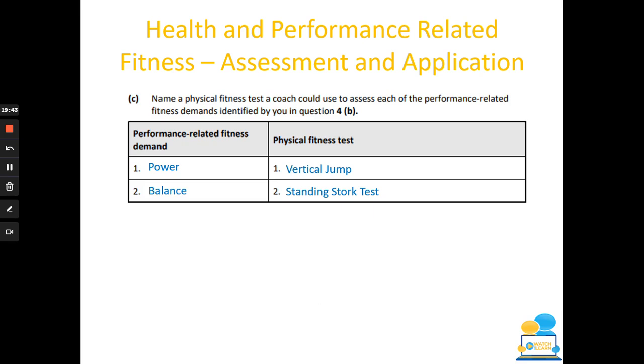So in this question, we're asked to name physical fitness tests a coach could use to assess the performance-related fitness demands that we identified in question 4B. So again, we're looking at specificity, so being specific to the sport. So power, we're measuring vertical jump, so we're measuring lower body power. So we're measuring the ability to jump because we're going to be jumping up to the vault.